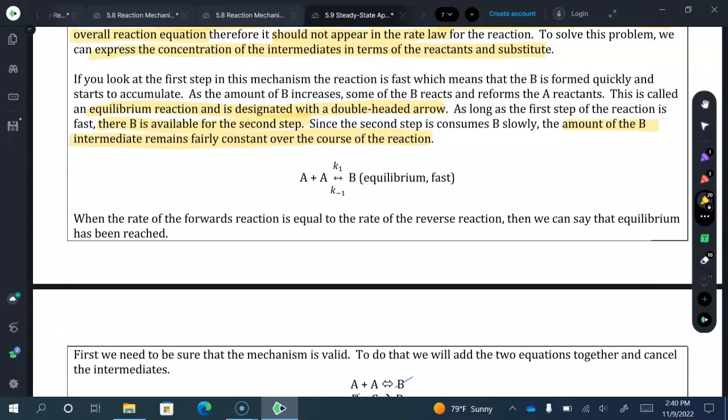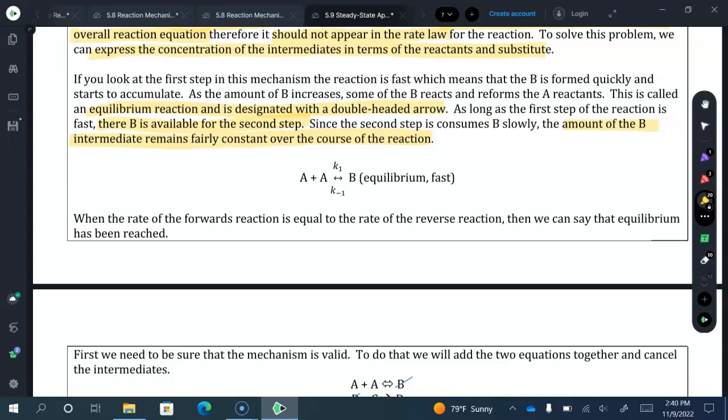So first, if you look at the first step of the mechanism, the reaction is fast, which means B is formed quickly and starts to accumulate. As the amount of B increases, some of the B reacts to form A, the reactants. This is called an equilibrium reaction because it goes both ways and is designated with a double-headed arrow. As long as the first step of the reaction is fast, there is always B available for the second step, so it doesn't limit how fast you can proceed. So the first step is not limiting, and you can focus on the second step, which is limiting.